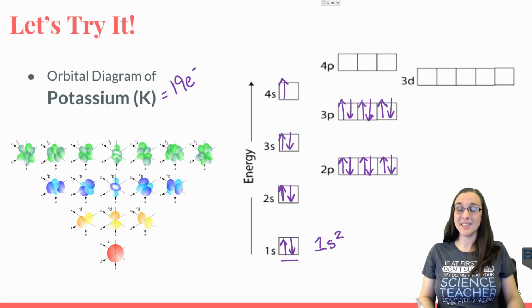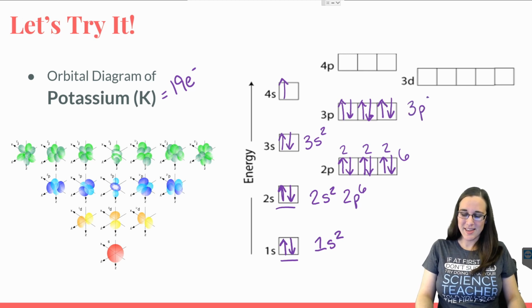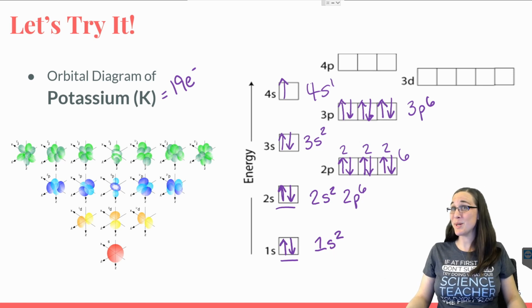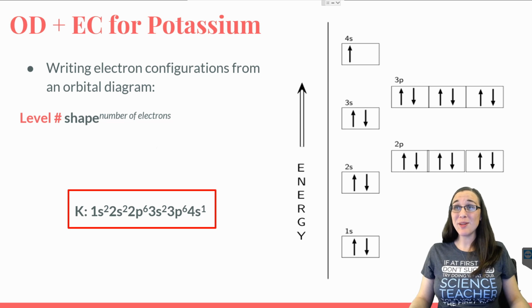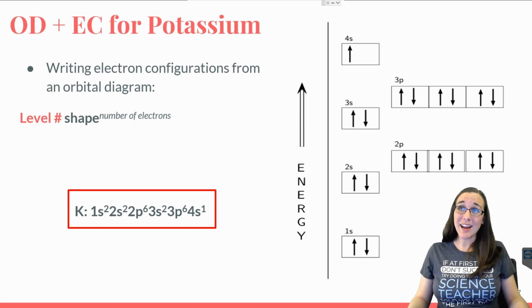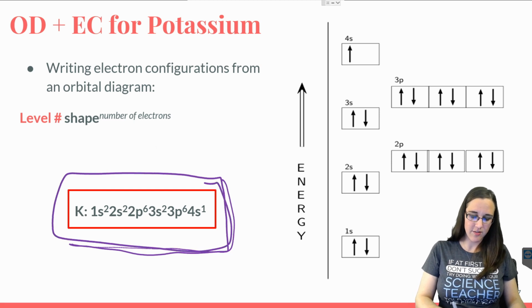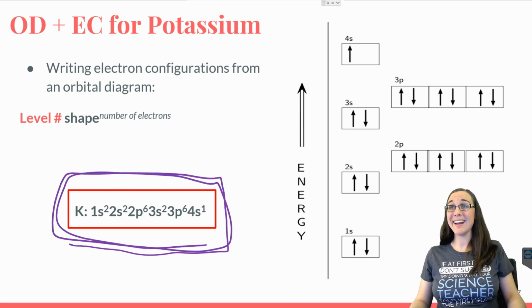1s2. There's 2 electrons in there. 2s2. 2p6. 2, 4, 6. 3s2. 3p6. 4s1. Pretty cool. So if you were going to look at the previous orbital diagram and what I have now above my head, they would be identical. And you can also see that I've written out what I wrote before, all in one electron configuration right there for you, all in one line.